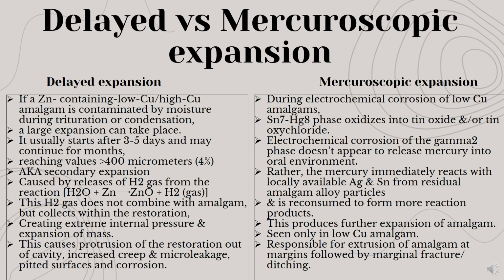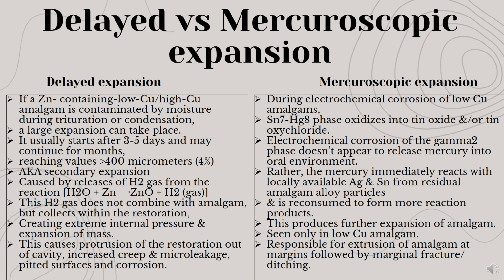Now, delayed versus mercuroscopic expansion. So delayed expansion is caused due to the effect of moisture contamination. If a zinc containing low copper or high copper amalgam is contaminated by moisture during trituration or condensation, a large expansion can take place. It usually starts after 3 to 5 days and may continue for months, reaching values greater than 400 micrometers. This is known as delayed expansion or secondary expansion.